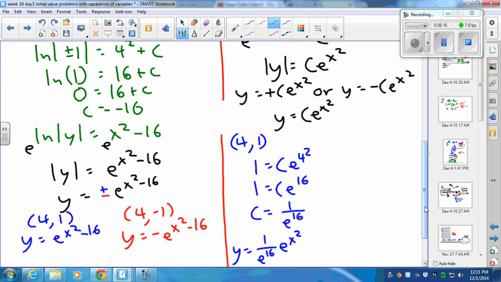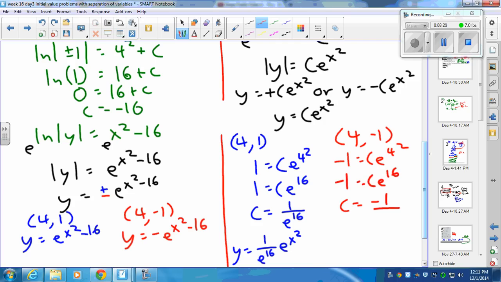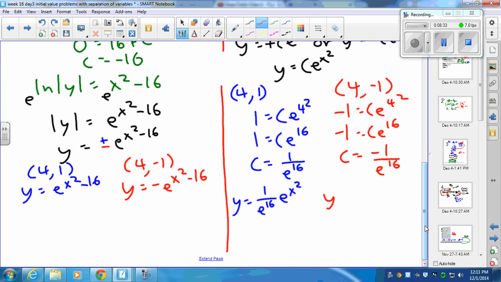And likewise, if I plugged in, it's red, for negative 1, I'd get negative 1 equals Ce to the 4 squared. Negative 1 equals Ce to the 16. C equals negative 1 over e to the 16. And so I'd have y equals negative 1 over e to the 16th times e to the x squared. That negative is found because you plugged in y equals negative 1.